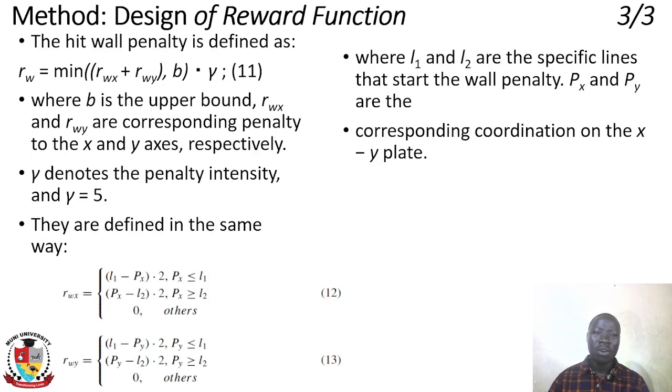Now, what about the hit wall penalty, which is RW? It is defined as in equation 11, where B is the upper bound, and RWX and RWY are the corresponding penalties on the X and Y axis, respectively. And gamma denotes the penalty intensity, and it is set at 5. Then they are defined in the same way as in equation 12 and equation 13, and the terms in them are defined also here.